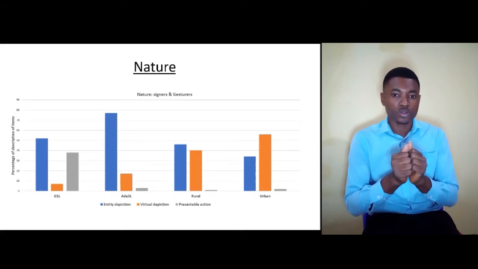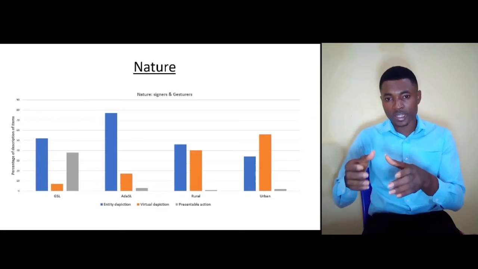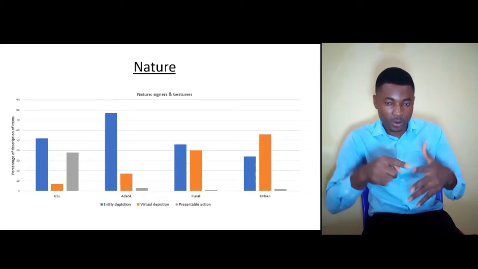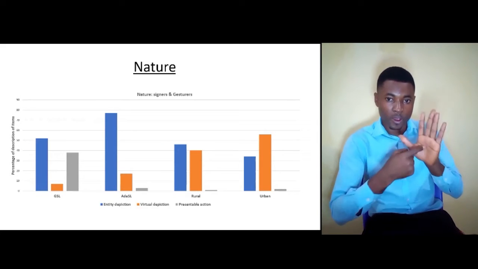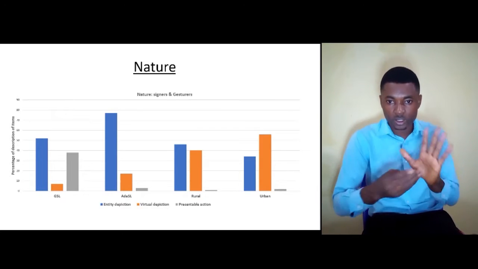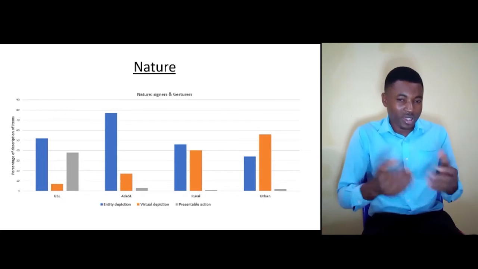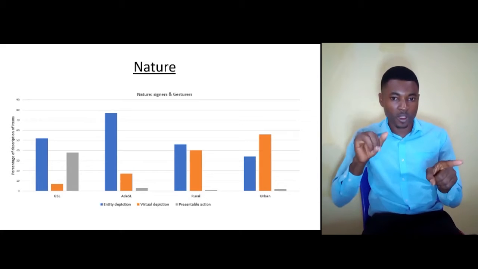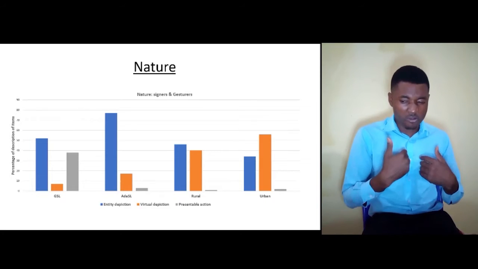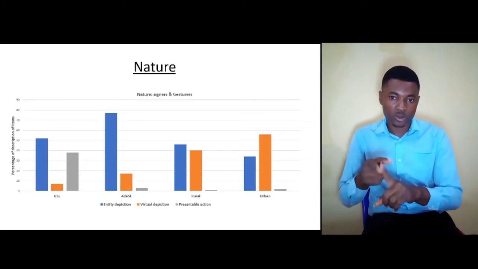When it comes to the nature category, three strategies were identified: entity depiction, virtual depiction, and presentable action. Both signers and gesturers systematically use entity depiction, but we identified that the Adamorobe signers and the gesturers show a higher preference for virtual depiction as compared to Ghanaian Sign Language signers. On the other hand, Ghanaian Sign Language signers also show a higher preference for presentable action as compared to the Adamorobe Sign Language signers and the gesturers.